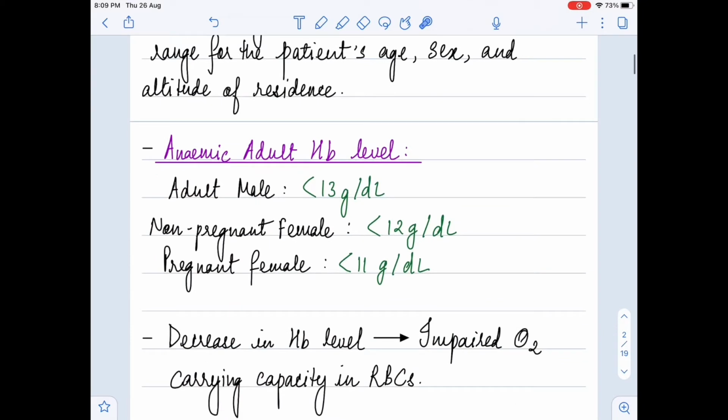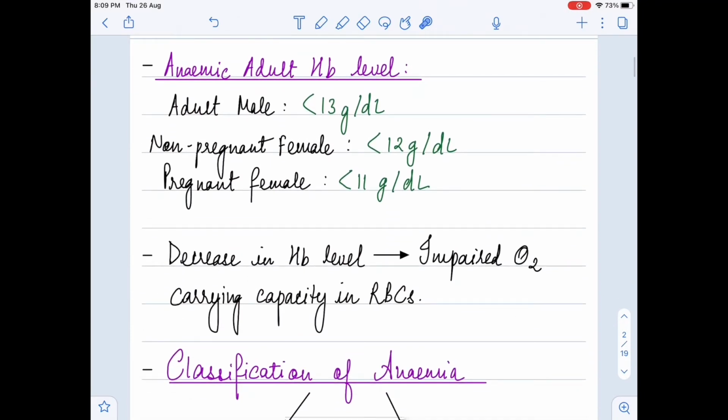So, when exactly do we call a patient to be anemic? We will call the patient to be anemic if the hemoglobin level in the blood of an adult male is less than 13 grams per deciliter, in a non pregnant adult female less than 12 grams per deciliter, or in a pregnant female less than 11 grams per deciliter.